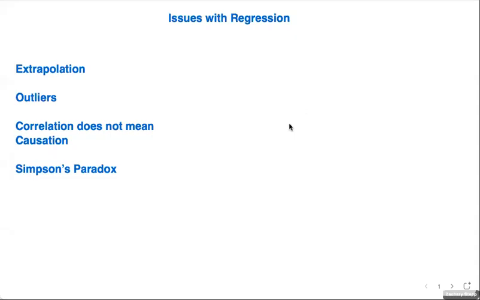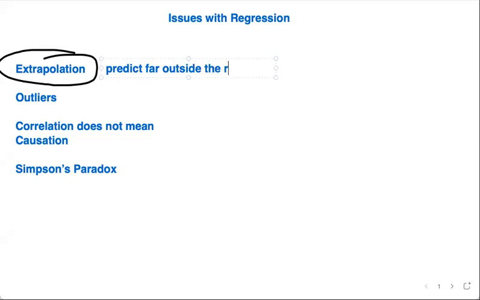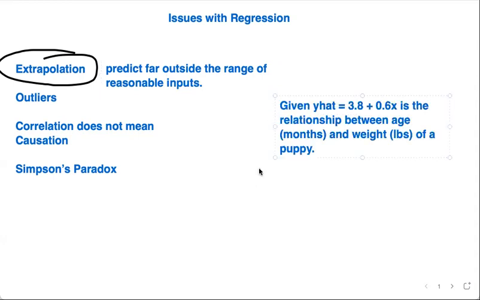Now, there are four issues with regression you need to be concerned with overall. The first one I'm going to talk about is extrapolation. With extrapolation, the idea is we're going to predict far outside the range of reasonable inputs. For example, if we're given an equation for the relationship between age and weight of a puppy, and we said predict the weight of an 8-year-old dog, that would be an issue with extrapolation.